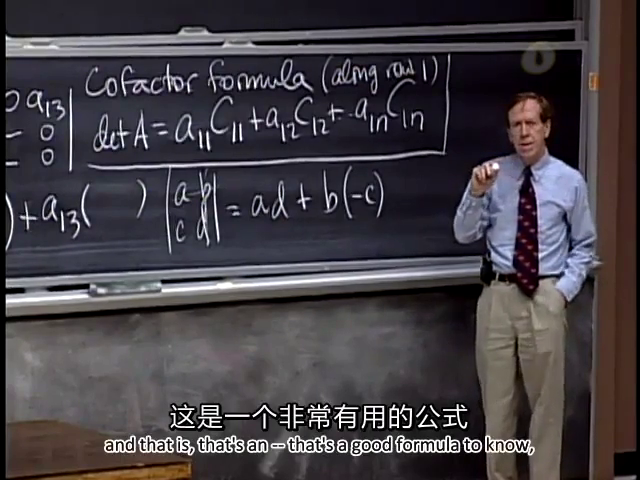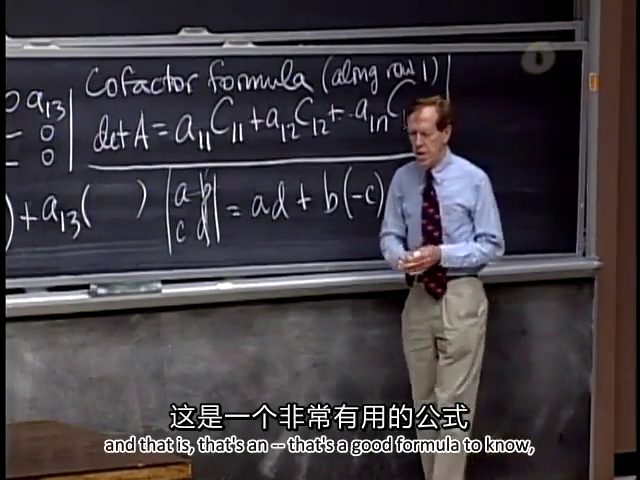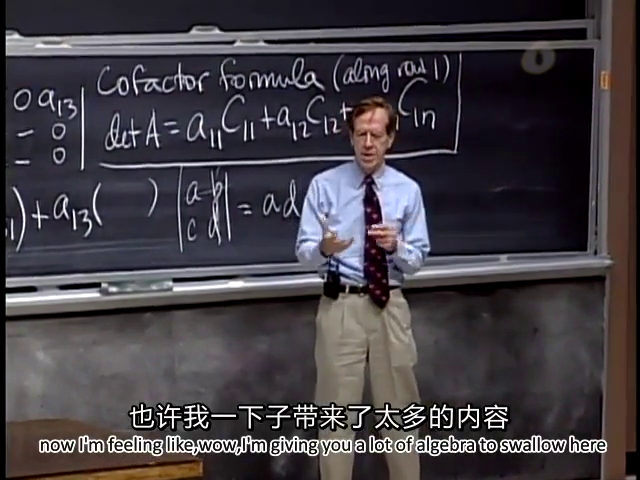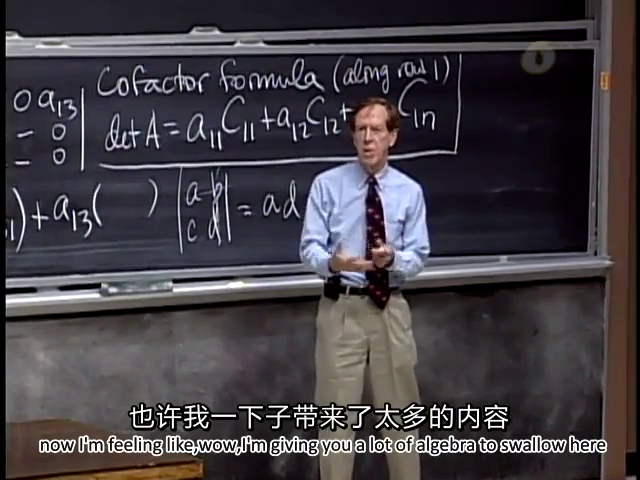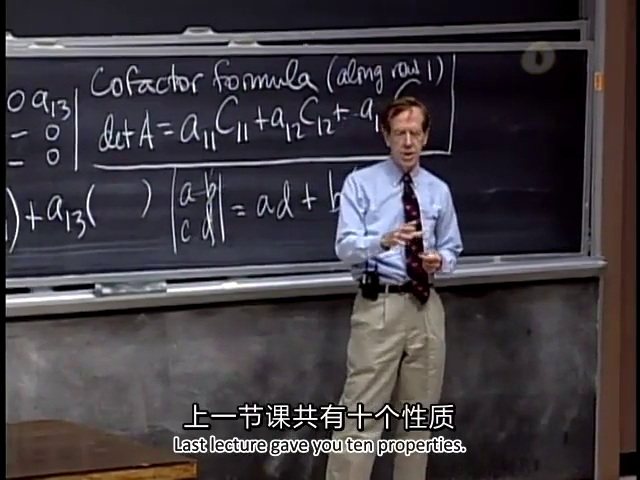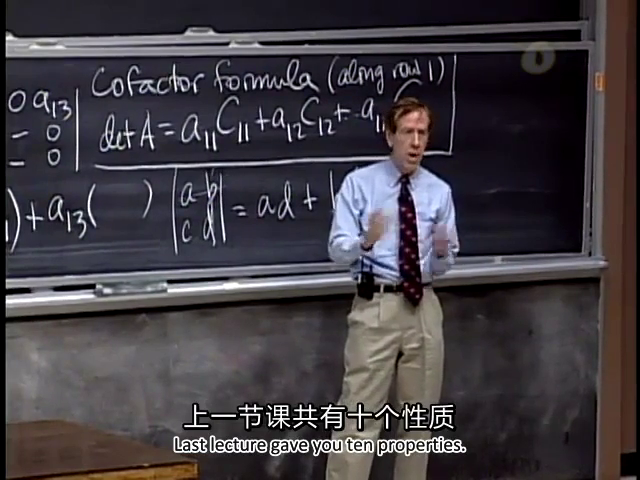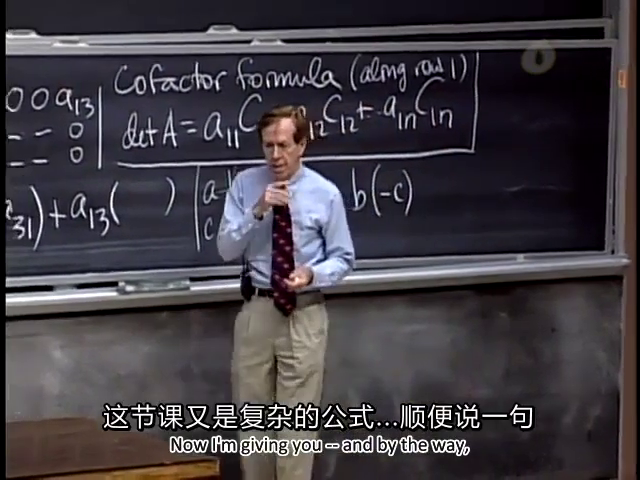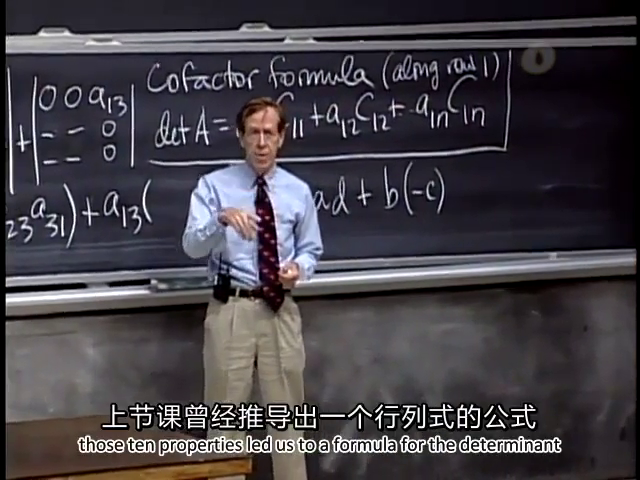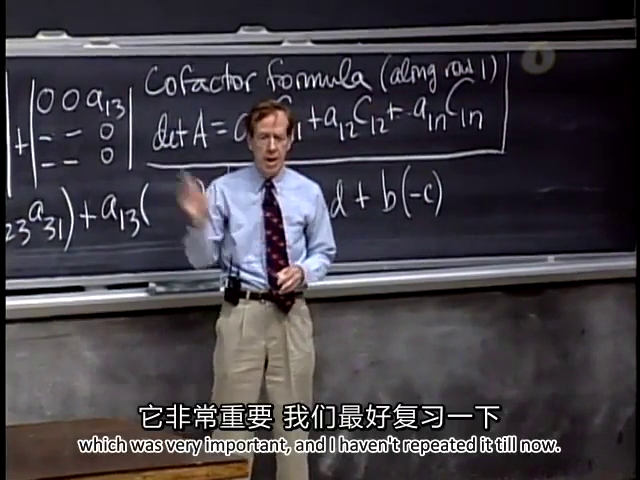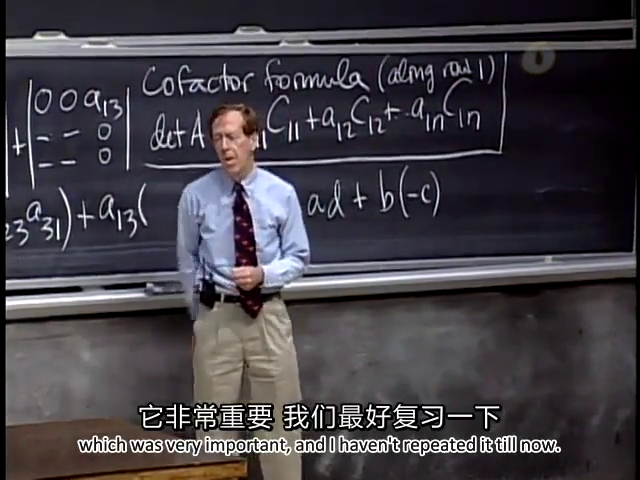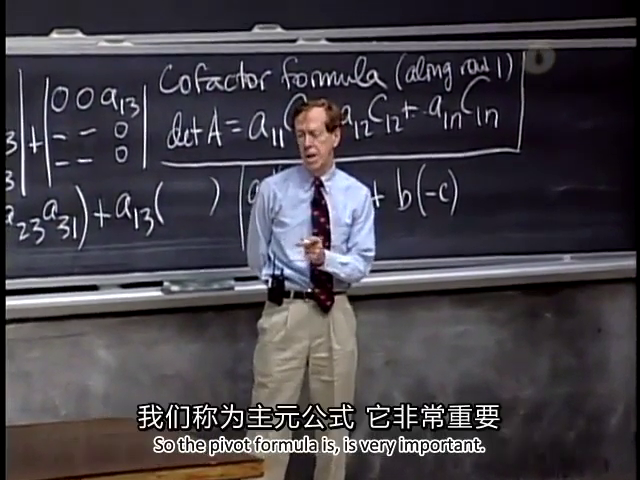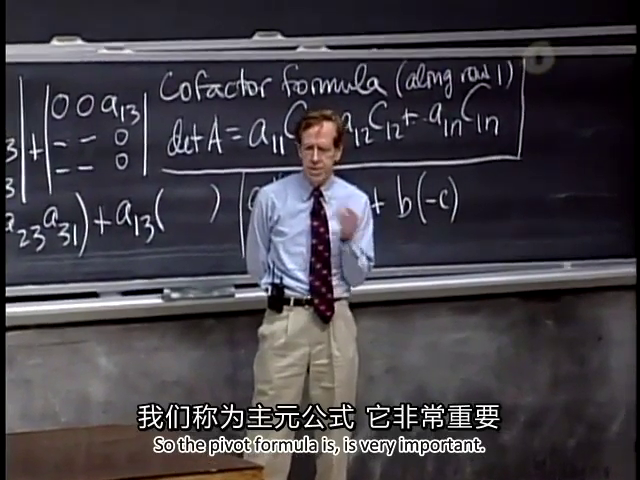And it's a good formula to know, and now I'm feeling like, wow, I'm giving you a lot of algebra to swallow here. Last lecture gave you 10 properties. And by the way, those 10 properties led us to a formula for the determinant, which was very important, and I haven't repeated it till now. What was that? The determinant is the product of the pivots. So the pivot formula is very important.